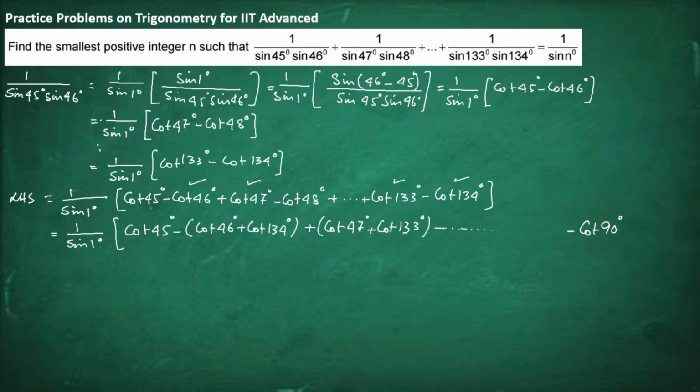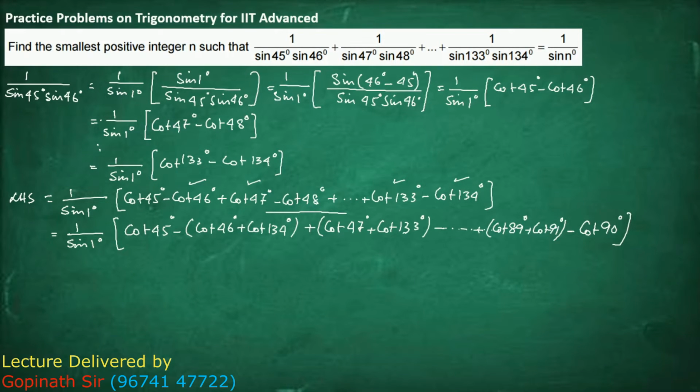Then you combine the first term of this expansion with the last term. And if we do that, the last bracket will give you what? Tell me fast. It will be plus cot 89 degree plus cot 91 degree. Yes or no? This is when we add all the terms in pairs with the first and the last one. Is it clear? Now you observe carefully.